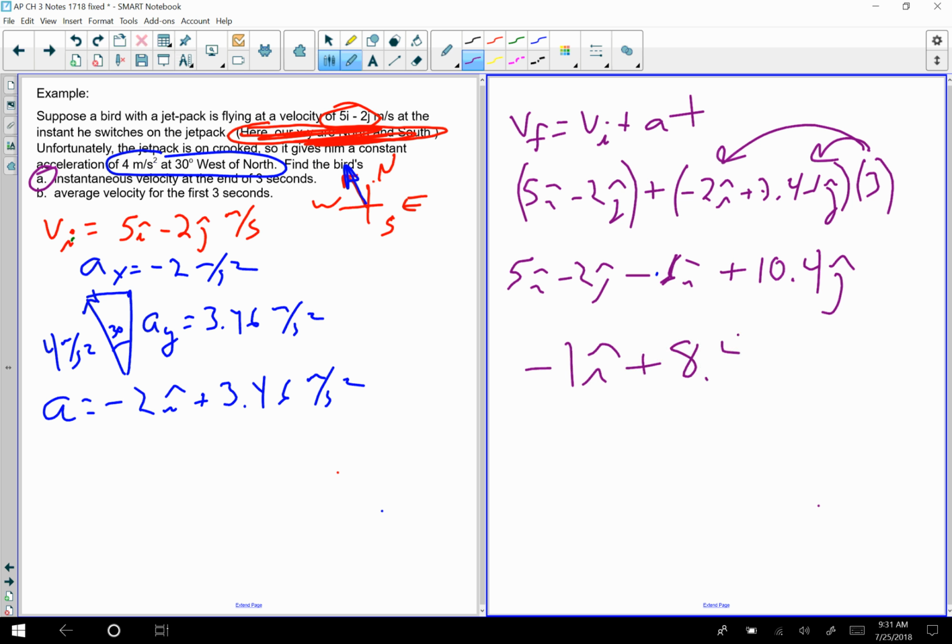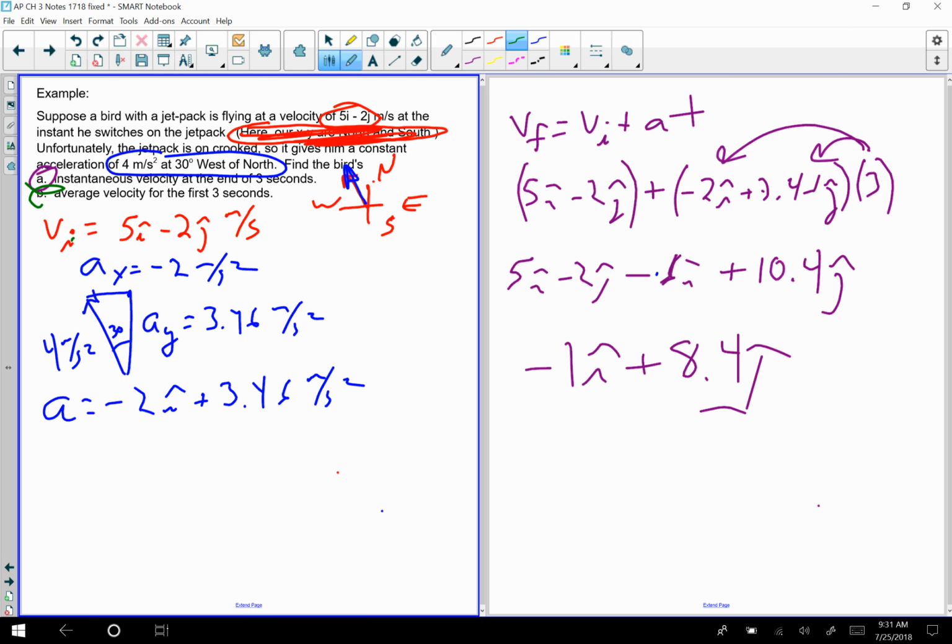Okay? All right, and then finally, to find the average velocity, well, the only way to find average velocity is to do displacement divided by time. No, that is not true. That is one of the ways to do it. So option 1 is find your x and y displacement and divide by the time. Again, just using kinematics equations. An easier way, our acceleration is constant, right?